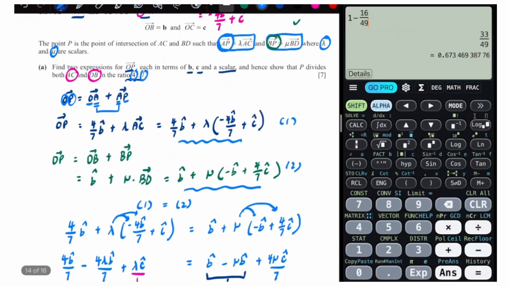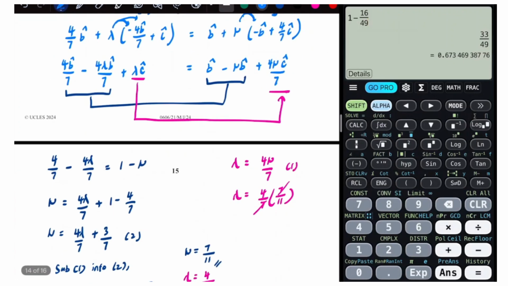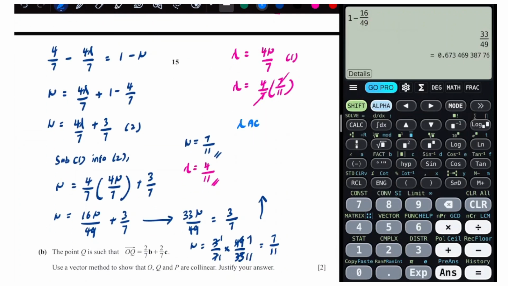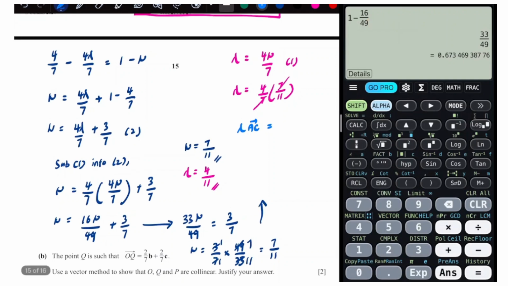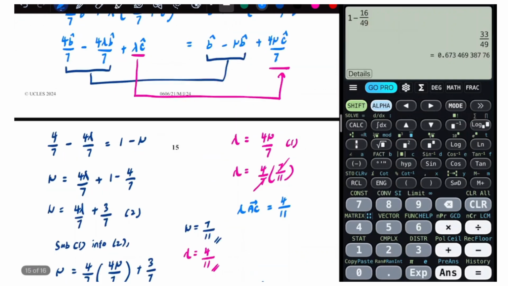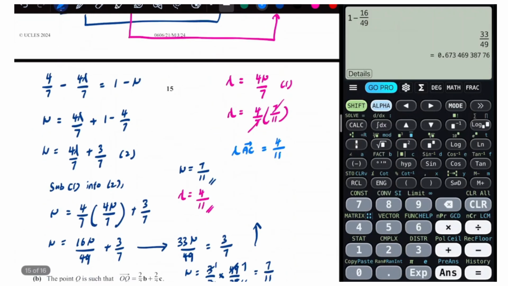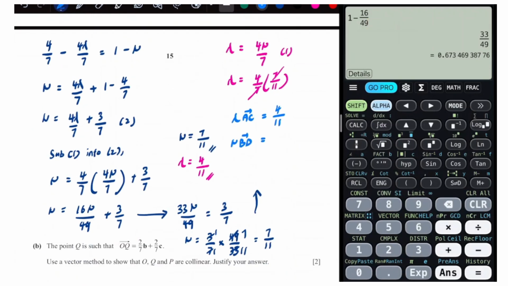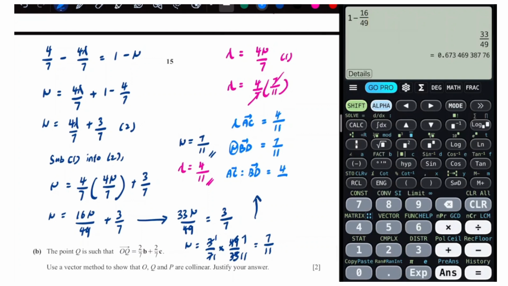Looking at this, we know that lambda is a scalar of AC. So that means the magnitude of AC is going to be 4 over 11, and mu BD, the magnitude is going to be 7 over 11. So to find the ratio of AC divided by BD, we can have 4 over 11 divided by 7 over 11, so you get 4 over 7. Proved it. There we go.